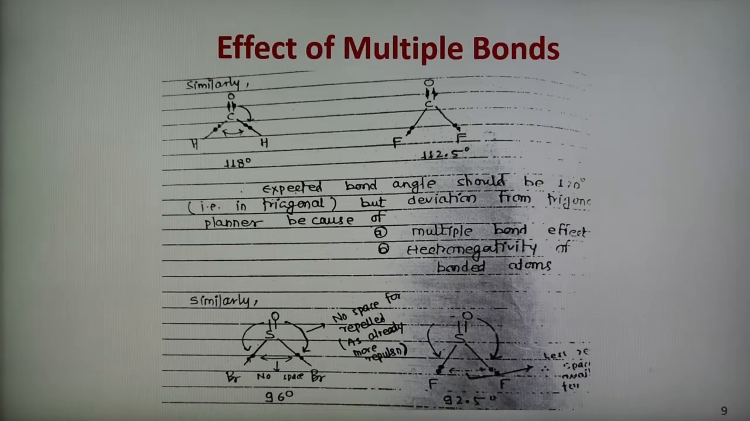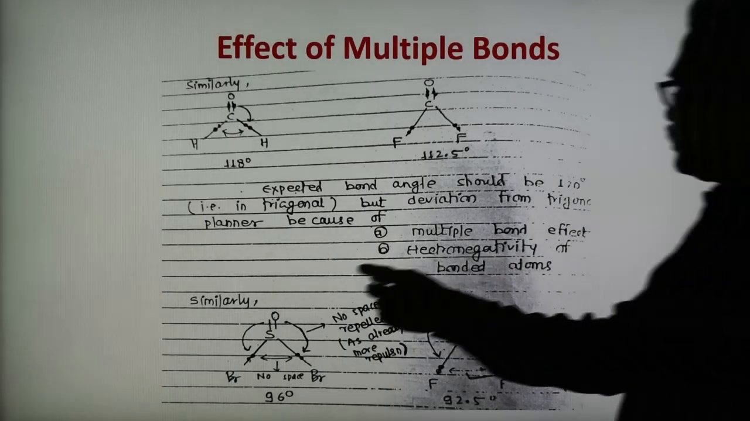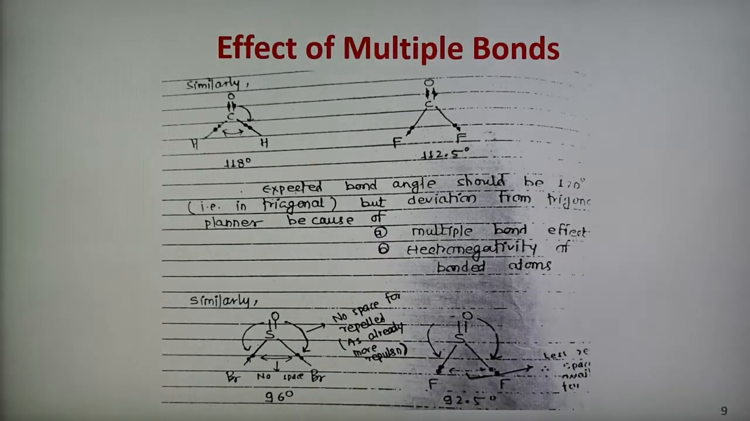In the last example, SOBr2 and SOF2, trigonal planar geometry is expected, but there is a deviation from trigonal planar geometry. It is because of the multiple bond effect, the electronegativity of the element, and also the effect of the lone pair. So all these three reasons contribute to the repulsion in this case, and where the repulsion is more, the deviation is more. So the three reasons are the multiple bond effect, electronegativity, and the effect of the lone pair. These are the reasons that they show some deviation from the bond angle.